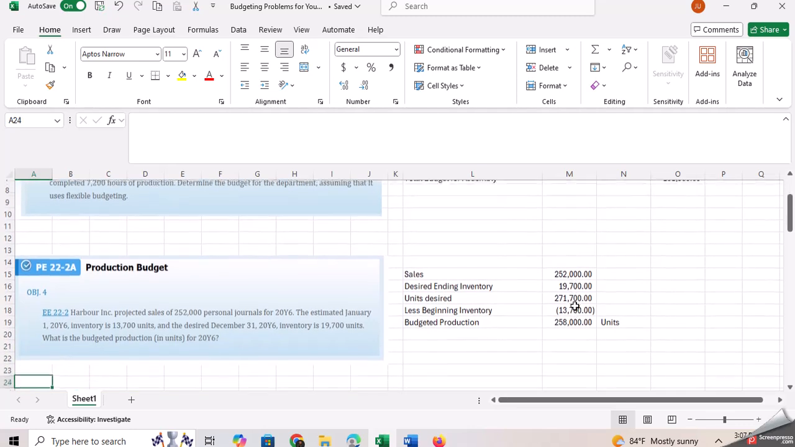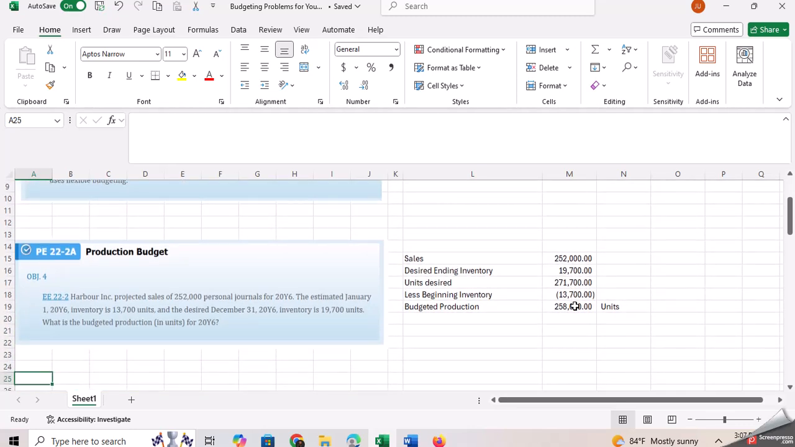Then our production budget, we want to focus on our inventory. So basically, we are going to factor in our desired inventory, what we need to meet our sales, and then subtract out what we currently have on hand. So Harbor projected their sales of 252,000 personal journals for the year. Their estimated beginning inventory is 13,700, and their desired ending inventory is 19,700. So what is their budgeted production in units?